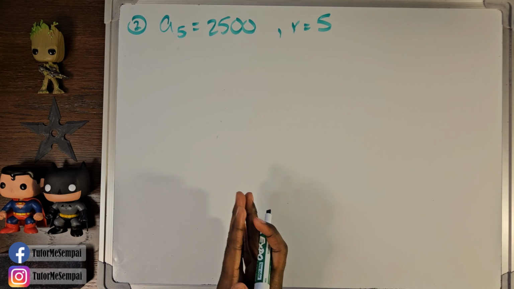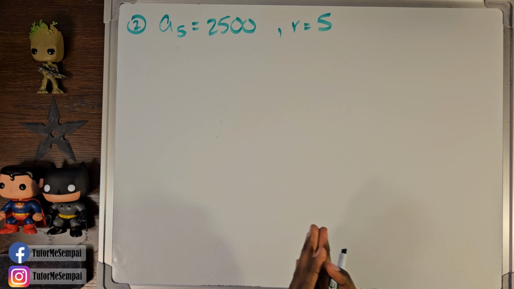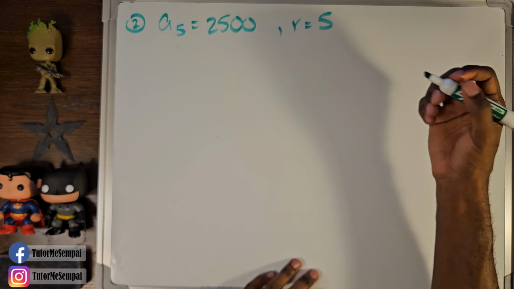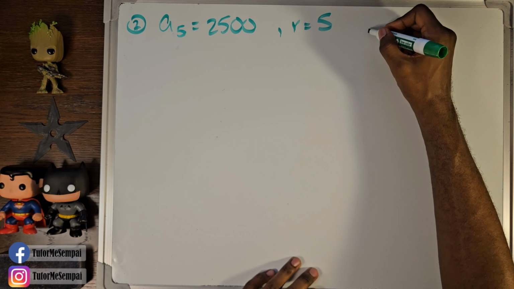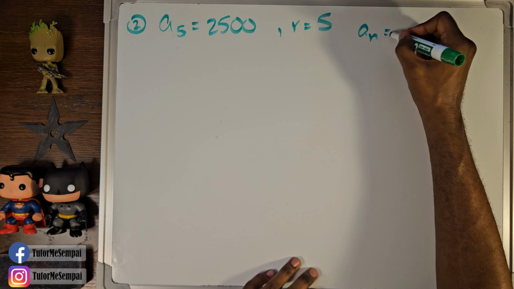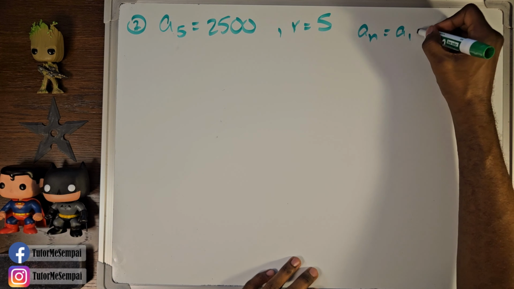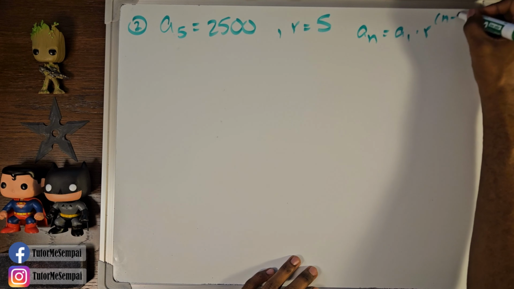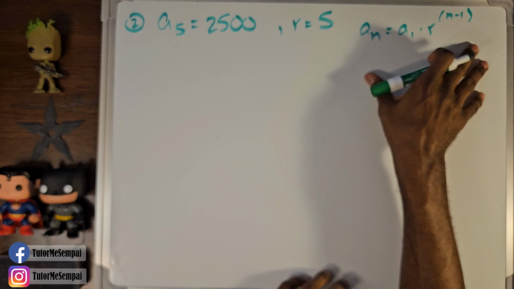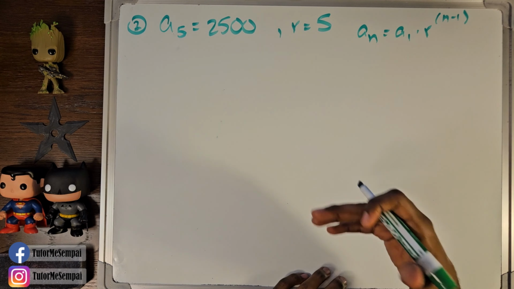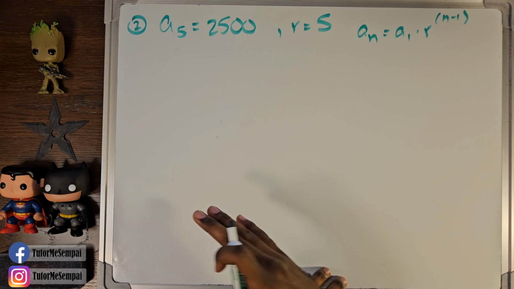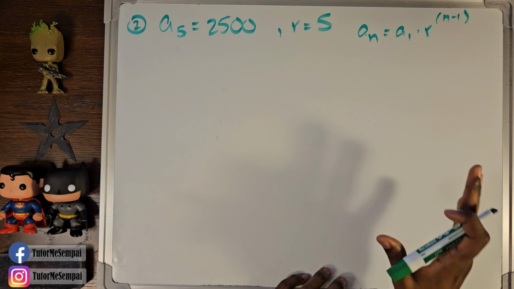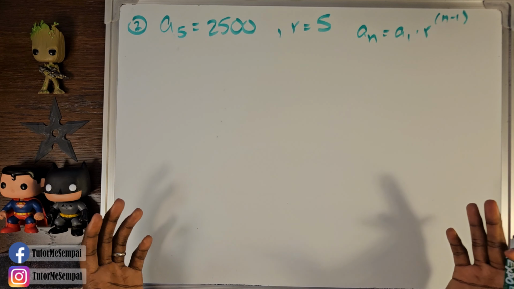In this question, we have a sub 5 is going to be 2500, and we know our r to be 5. So we want to once again start with our general form of our explicit formula, which we know to be a sub n equals a sub 1 times r to the n minus 1 power. I keep writing this out because it's good practice to write it out so you can remember what that explicit formula is, because you have a lot of formulas you're trying to remember. If you keep practicing writing this one out, it may be a little easier to come to you when you need it.